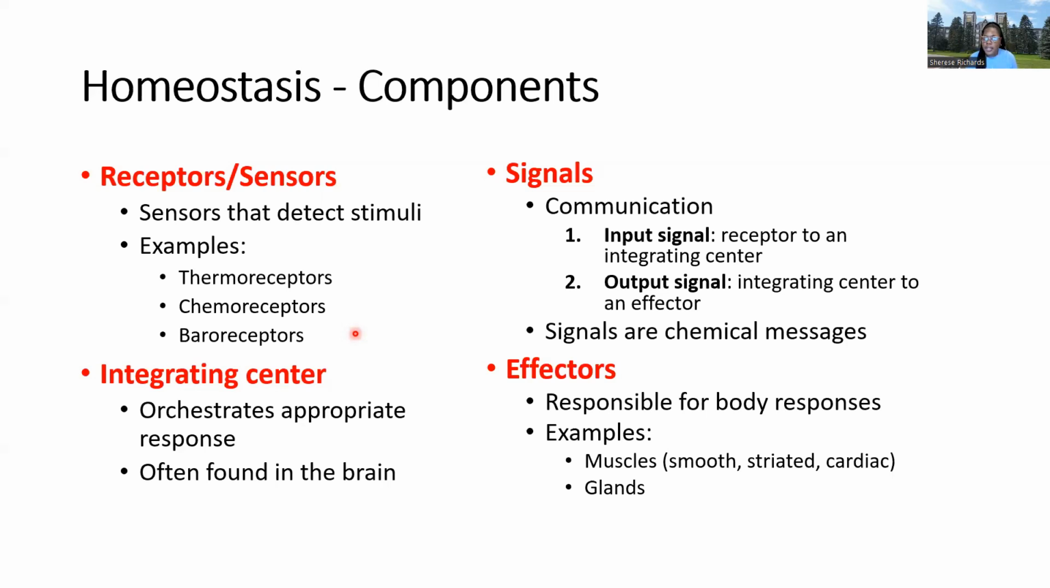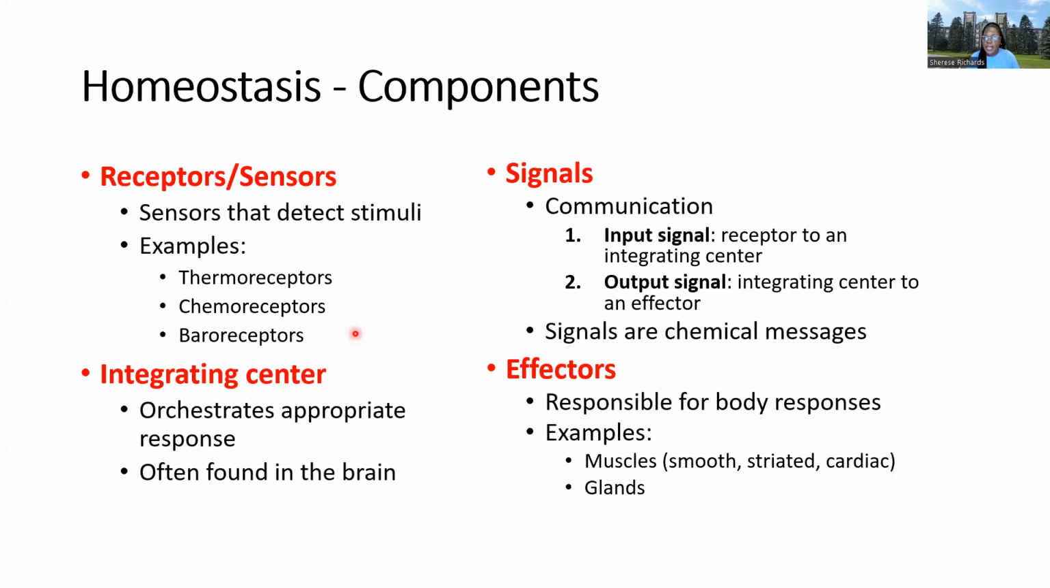And the effector organ can be the heart, but it can be a lot of other structures as well. It can be muscle, smooth muscle. It can be the gastrointestinal tract. It can be blood vessels. It can be the lungs to increase or decrease your respiratory rate. So the output signal will be going from the integrating center to the effector organ, depending on exactly where it is.